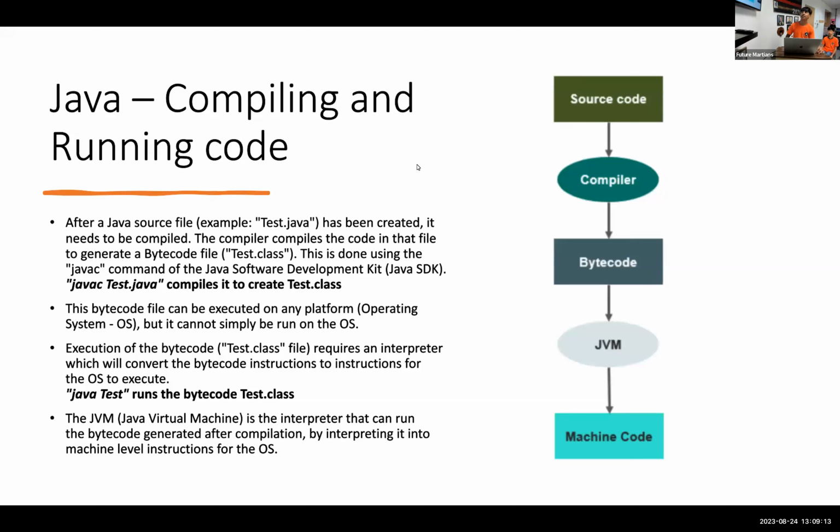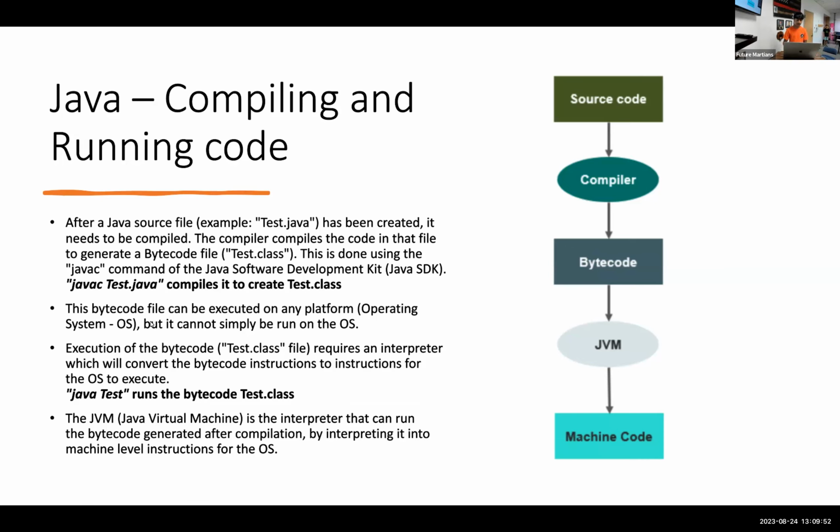So first off, we're going to talk about compiling and running code, like Java code. After a Java source file has been created, for example test.java, it needs to be compiled. The compiler compiles the code in that file to generate a bytecode file, which in this situation would be test.class. This is done using the javac command of the Java Software Development Kit. So if you did javac and then test.java, it would compile it and create test.class.